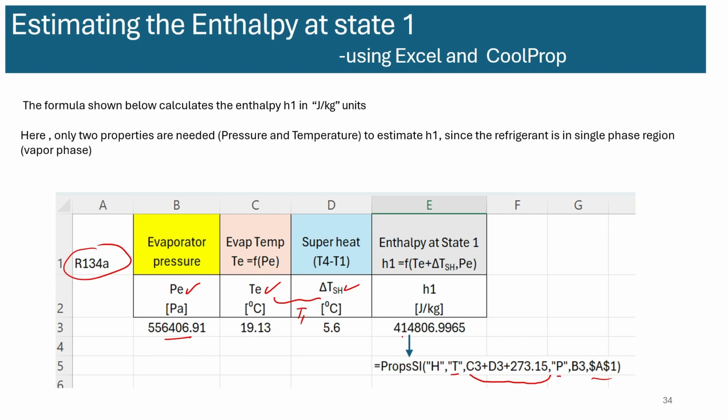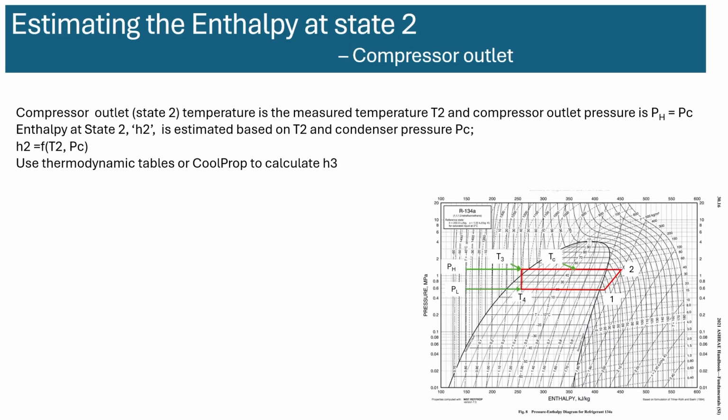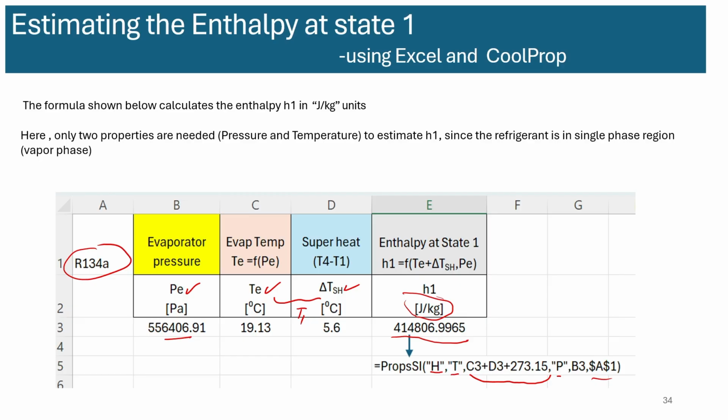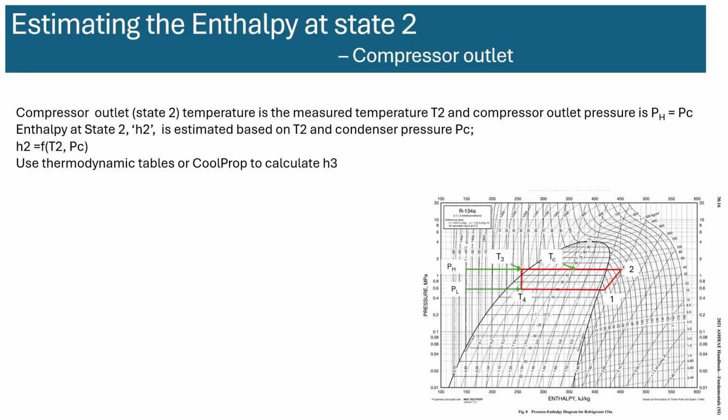You will get an output based on the output parameter you put here, which is H, and that stands for enthalpy, and you'll get an enthalpy in joules per kilogram. That's the unit that CoolProp will estimate. So now we know everything about the inlet of the compressor. We know the enthalpy, the pressure, and the temperature at the inlet. Now what happens at the outlet?